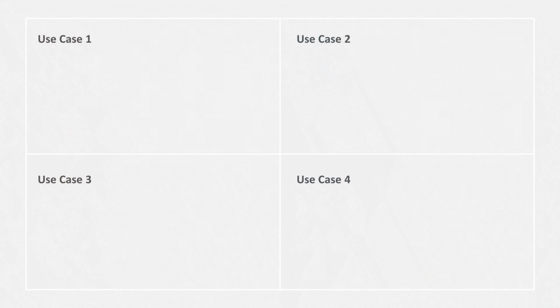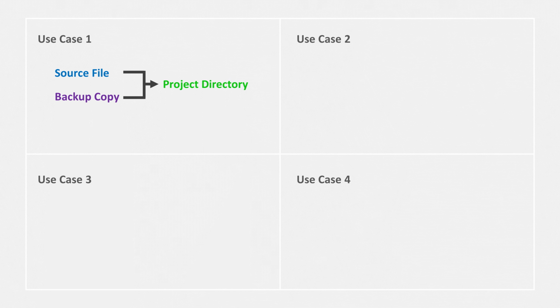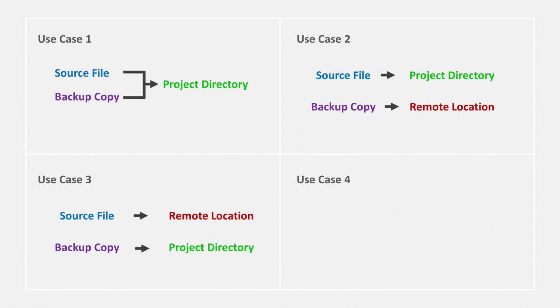Now, let's talk about the problem of this function, which is the location of files. To ensure the reusability of this function and to future-proof it, there are 4 use cases that we must consider. And these are: the source file is located in the project directory as well as its backup copy is also getting created in the project directory. Second, the source file is in the project directory, but user wants to create its backup copy at a remote location. Third, the source file is located at a remote location and user wants to make its backup copy in the project directory. Or fourth, the location of both source file and its backup copy is at a remote location.